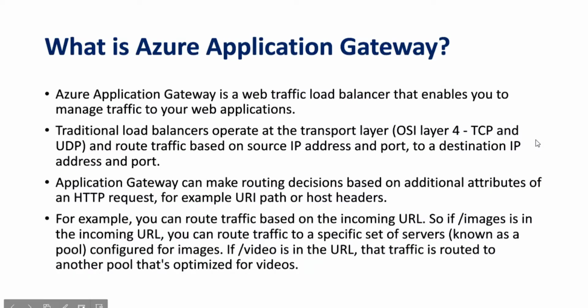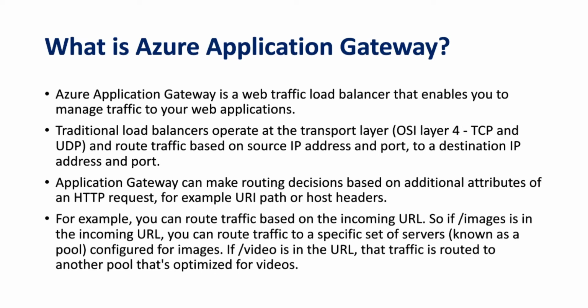What is Azure Application Gateway? Azure Application Gateway is a web traffic load balancer that enables you to manage traffic to your web applications. A traditional load balancer routes traffic based on the source and destination IP and port. I have already created a video for the traditional Azure load balancer. If you have not watched it, you can go to my previous video and see how a traditional load balancer works. So application gateway makes routing decisions based on additional attributes of an HTTP request.